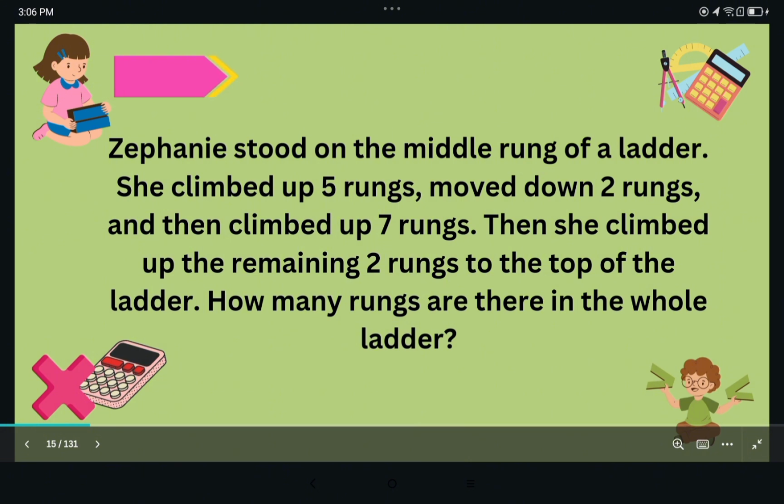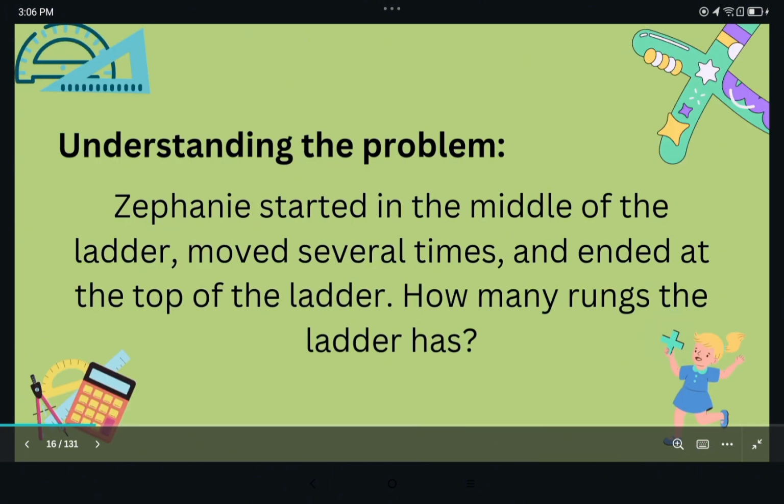Then she climbed up the remaining 2 rungs to the top of the ladder. How many rungs are there in the whole ladder? So we want to start by making sure that we understand the problem. So here we know. Understanding the problem.